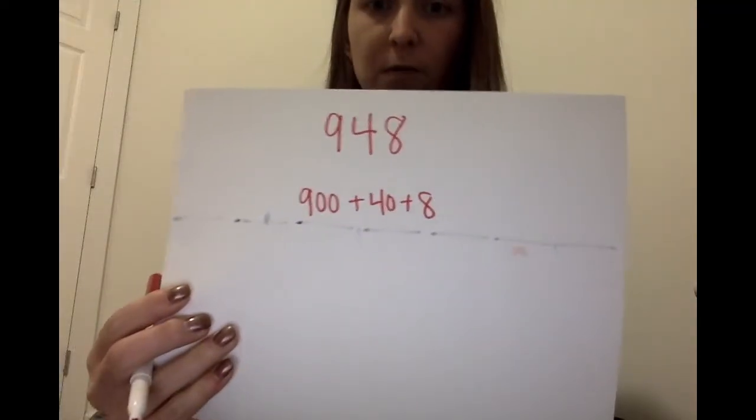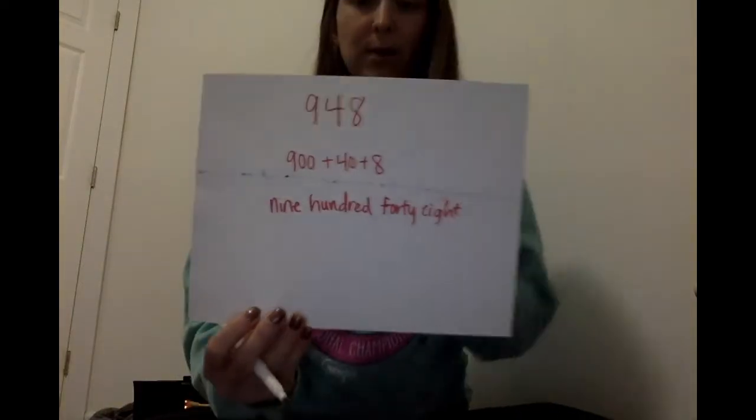The next piece is talking about the 3 different ways to write a number. So we have standard form, which would be like this, 948. We have expanded form, which would look like this, 900 plus 40 plus 8. And then we have word form, which would look something like this. And we're going to review all three of these today using a whole number place value activity.